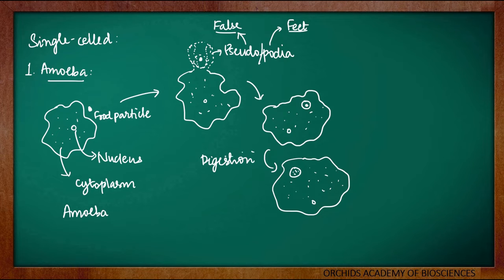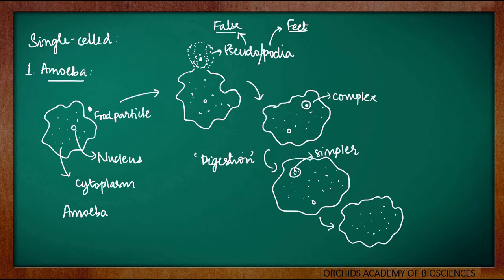So I can say digestion is the process in which complex food is broken down into simpler ones and then taken up by the body. Now the food is broken into simpler ones which can now be absorbed by the body. So the nutrients from the food are now transported to the entire cytoplasm and the amoeba gets its nutrition.